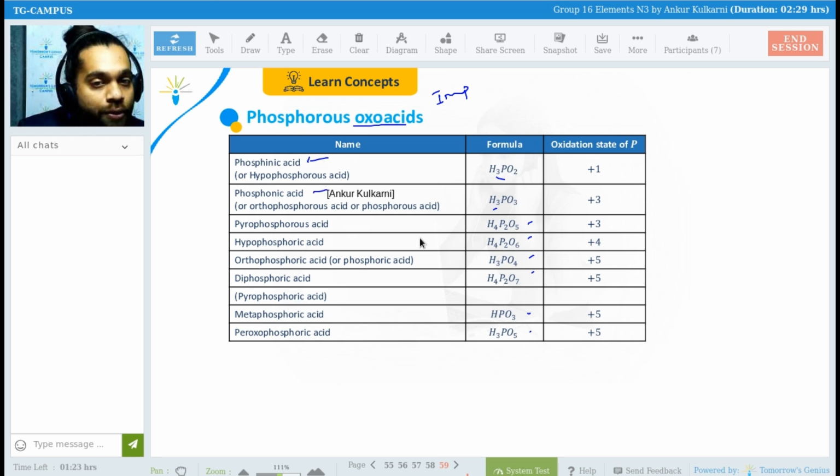They will know what is phosphinic acid. You should know what is phosphonic acid. You should know what is pyrophosphorous acid. One by one, let us see what is the structure and what is the name.